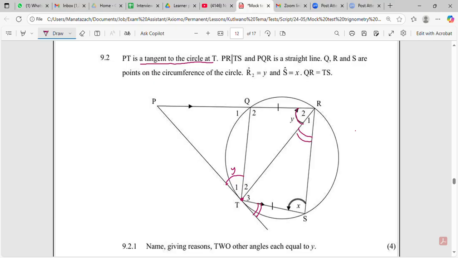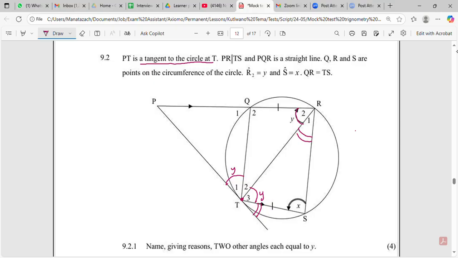Okay, then they say PR and TS are parallel. So you have PR, then you have TS. That will also mean if R2 is y, then T3 is also going to be y by alternating angles. So that is what maybe you can take from that.